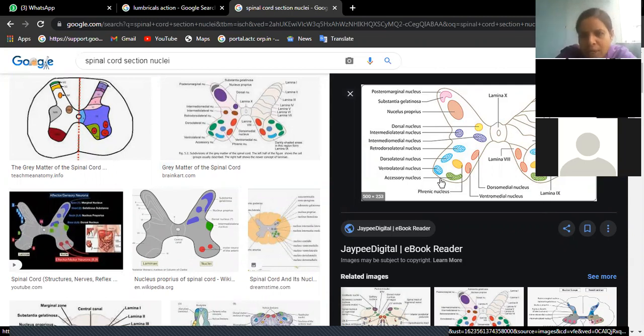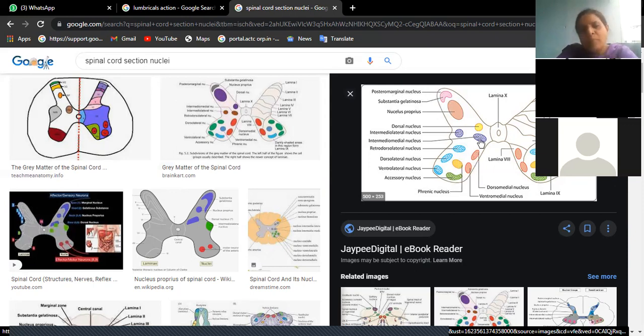Okay, so what are the various nuclei we have? Accessory nucleus, ventrolateral, dorsolateral, phrenic nucleus, ventromedial nucleus, dorsomedial nucleus, intermediomedial, intermediolateral, dorsal nucleus, nucleus proprius, substantia gelatinosa of Rolando, and posterior marginal nucleus. Okay, so this is one way.